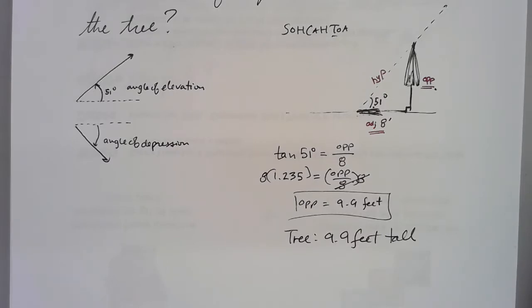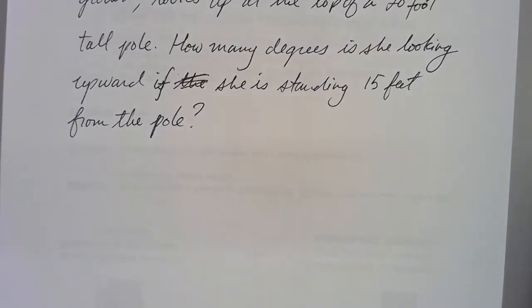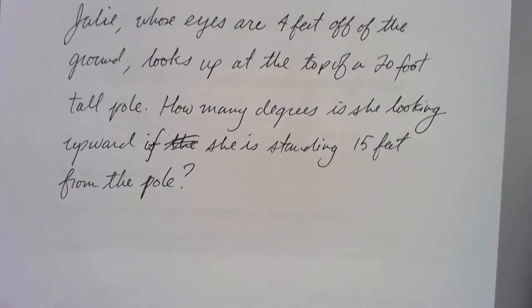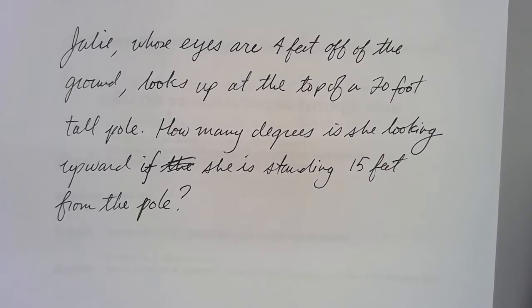Let's look at one where the triangle is not directly on the ground. It adds a level of complication to things. This reads, Julie, whose eyes are 4 feet off the ground, looks up at the top of a 20-foot tall pole. How many degrees is she looking upward if she is standing 15 feet from this pole?